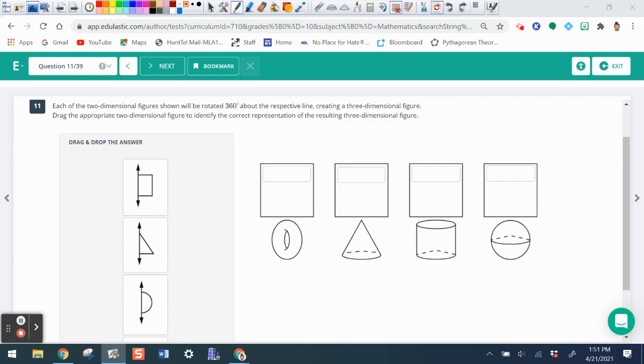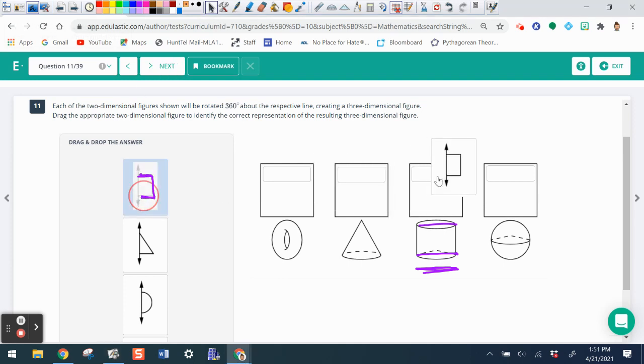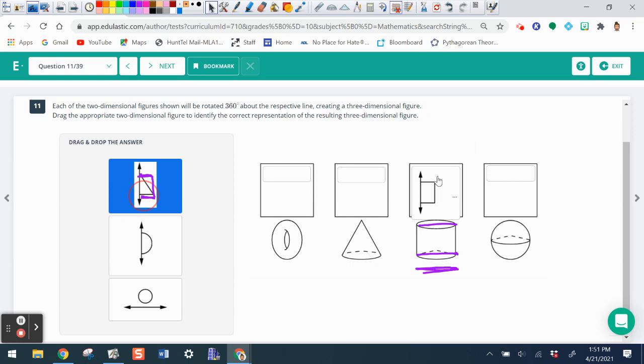So for this first one, we're dealing with a two-dimensional figure that is a triangle and then somehow produces a three-dimensional figure in a circular motion, which hopefully you can tell it's going to be this one that involves these two measurements are the same width. That is based on this being a rectangle. So I'm going to grab that one and drop it above like I'm supposed to.